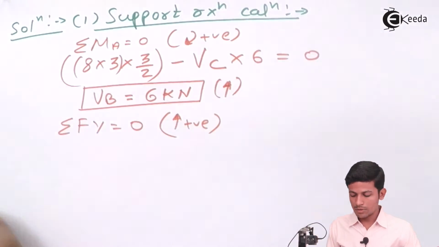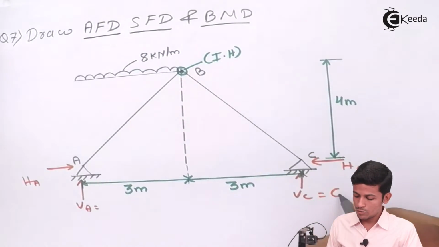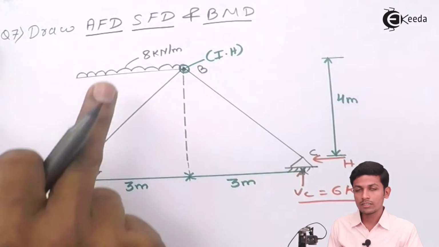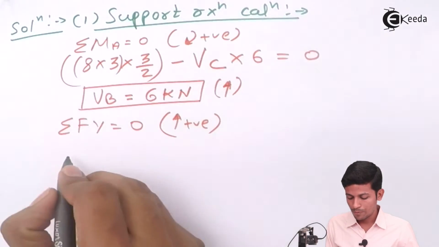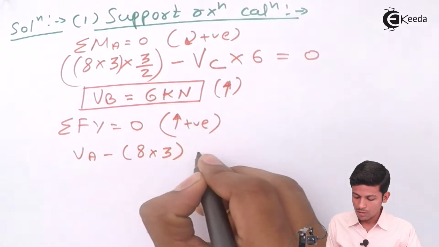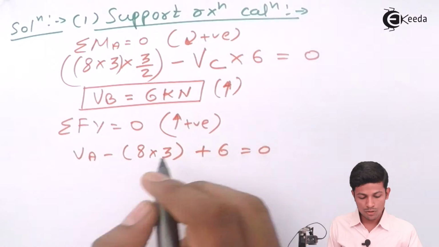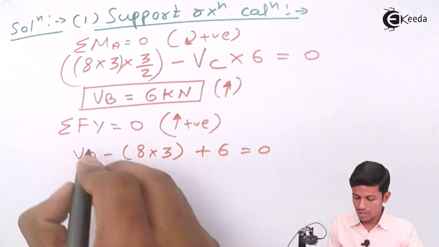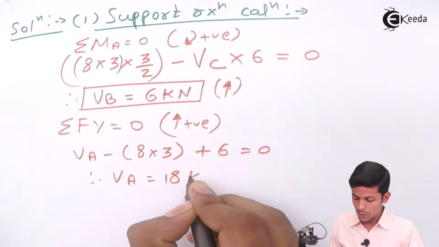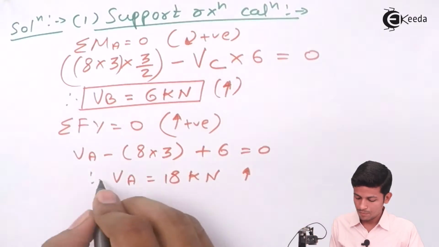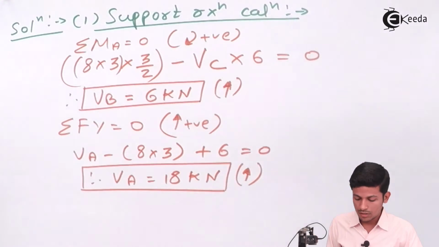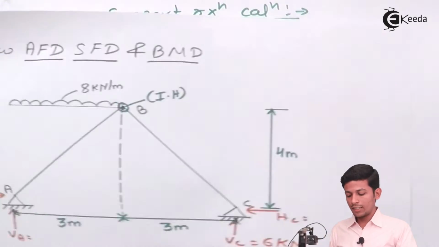Now what comes into the picture? We got the VC value 6 kilonewton, put it over here. Now this is minus, this is plus, this is minus, and this is plus. So VA minus 8 into 3 plus 6 equal to 0. While solving this, you get the value of VA. Your VA value will be 18 kilonewton upward. Okay, this is very basic. Now we are done with this too.